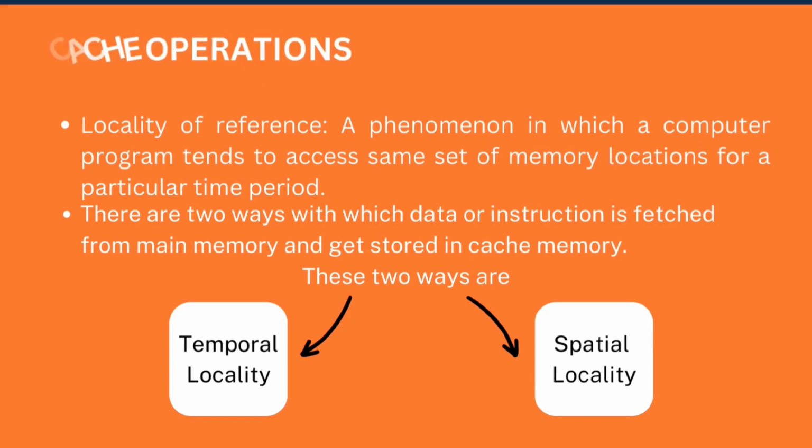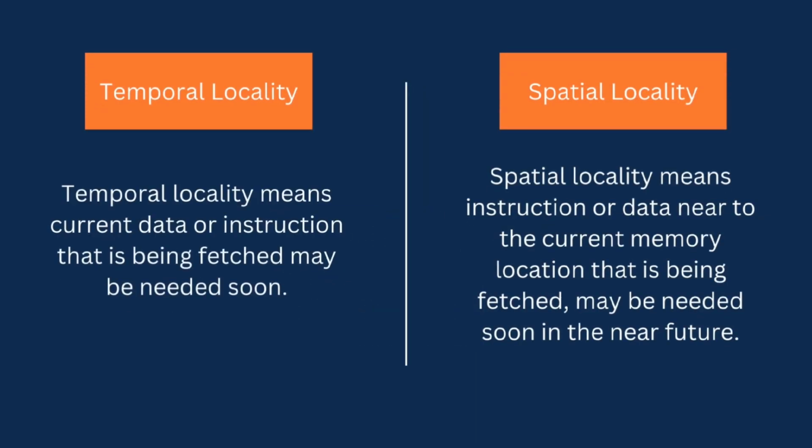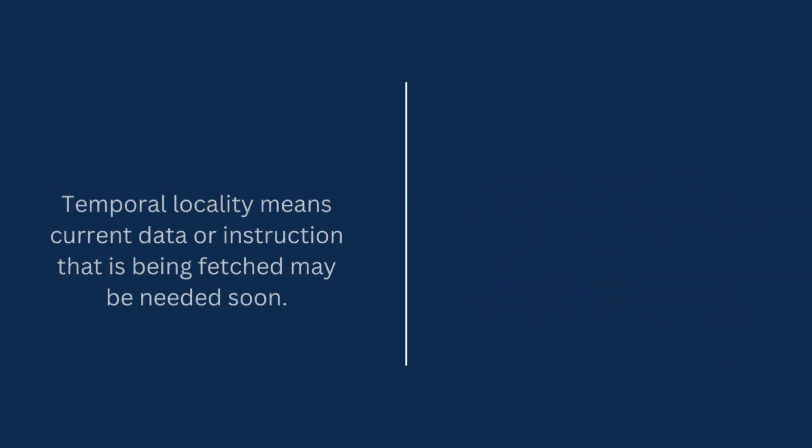Now, temporal locality means current data or instruction that is being fetched may be needed soon, whereas spatial locality means instruction or data near the current memory location that is being fetched may be needed soon in the near future. There is a slight difference between temporal and spatial locality. In spatial locality, we are talking about nearby memory locations, while in temporal locality, we are talking about the actual memory locations that are being fetched.